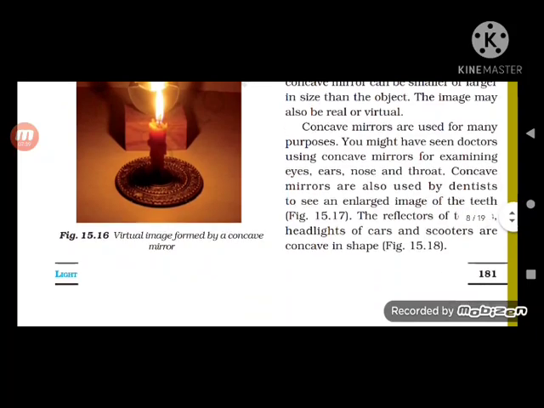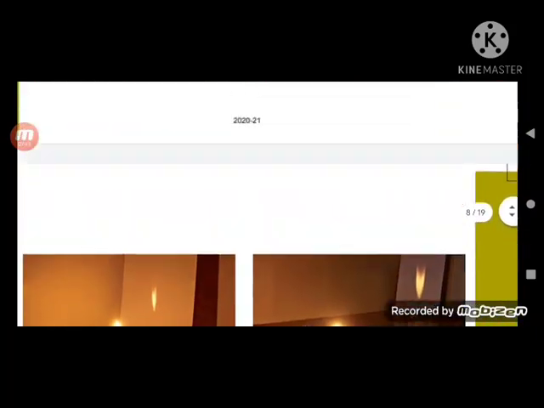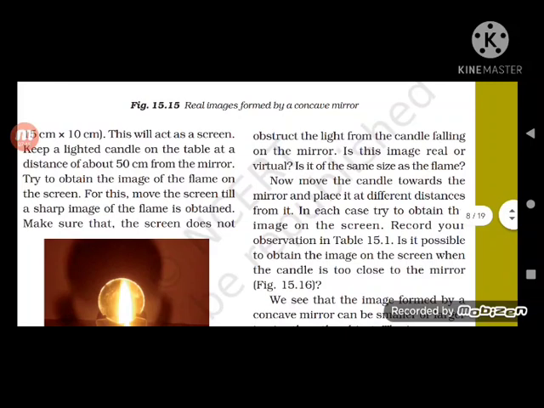The screen does not obstruct the light from the candle falling on the mirror. Is this image real or virtual? Is it of the same size as the flame? Now move the candle towards the mirror. Place it at a different distance from it.